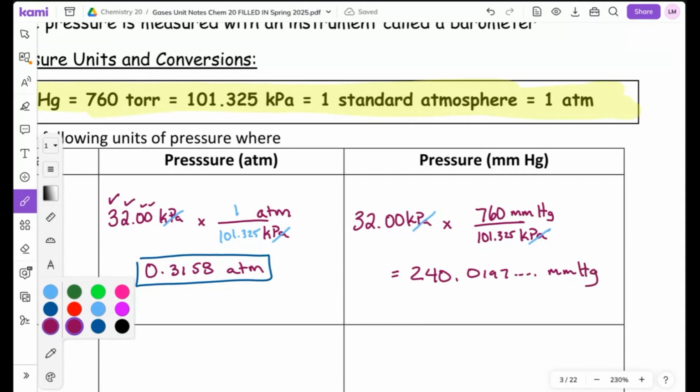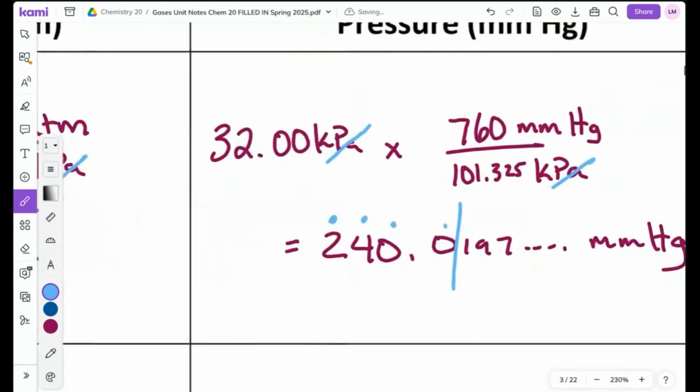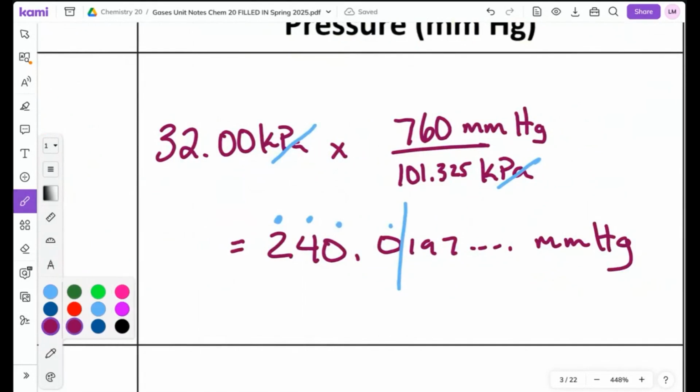But because this is a calculation, we're always going to want to do significant digits. So once again, we have 4 significant digits in our original number. I'm going to start by counting from the left with the first sig dig, starting at the 2. So 1, 2, 3, 4. There's my cutoff line. Since the number after the cutoff line is less than 5, the number in front of the cutoff line just stays the same. So my final answer is 240.0 millimeters of mercury.